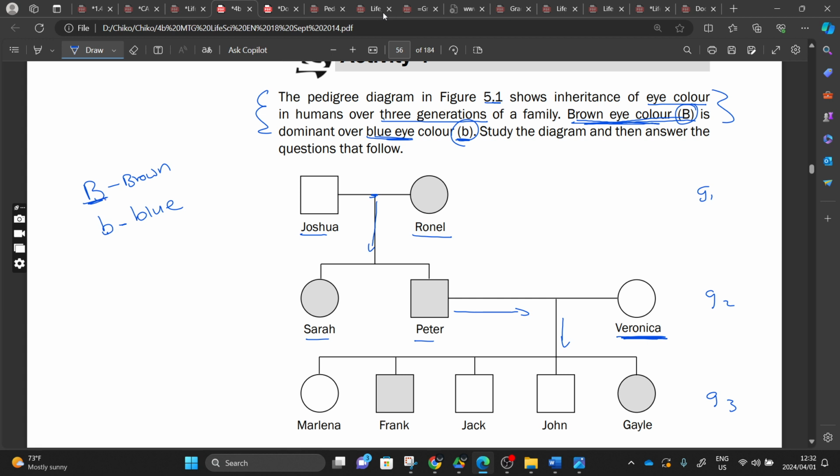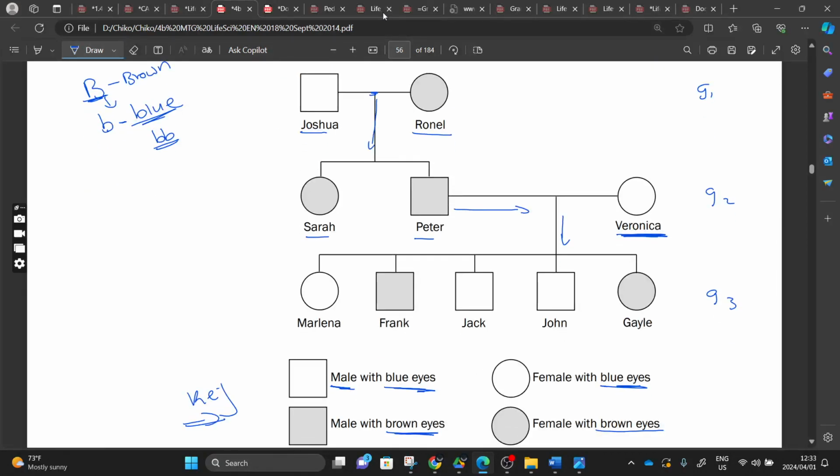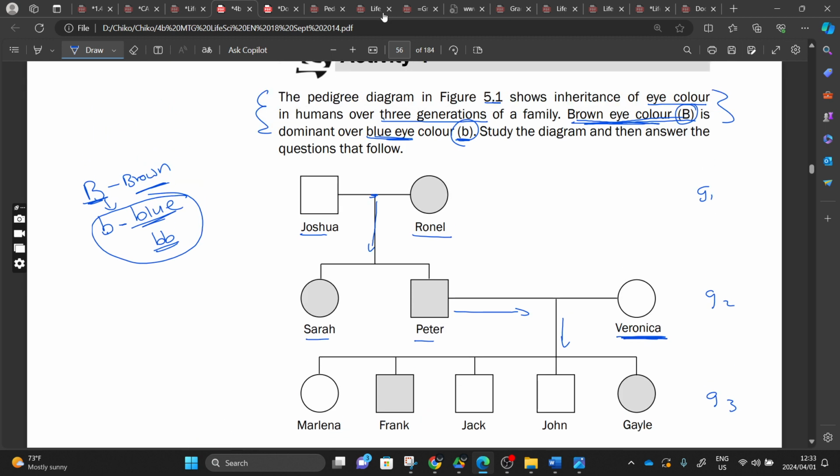So you know that if this is dominant over this, it means that those who have blue color have small letter b and small letter b, right? So we can go to our key, and they say this one, the male with this, is just a male with brown eyes. Brown eyes, they are like this. It means that the unshaded ones here, they are the blue eyes. The blue eyes have a recessive one again.